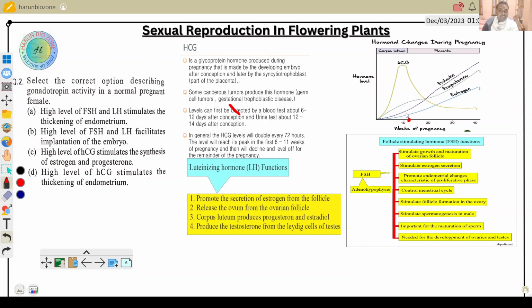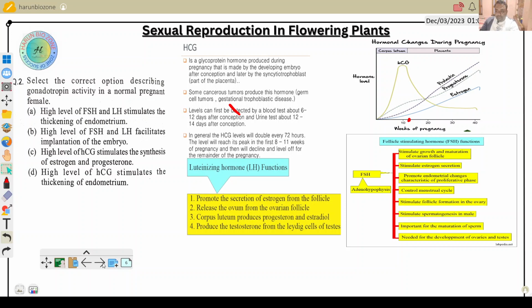But this HCG stimulates the secretion of prolactin and progesterone and estrogen hormone. This progesterone and estrogen hormone maintain the pregnancy, maintain the endometrium wall of the pregnant woman. Okay. The high level of HCG stimulates the secretion of estrogen and progesterone. Estrogen is secreted from Graafian follicle and progesterone is secreted from corpus luteum.